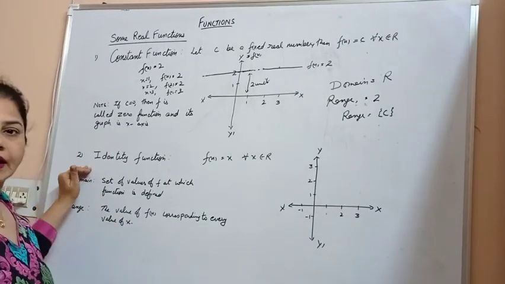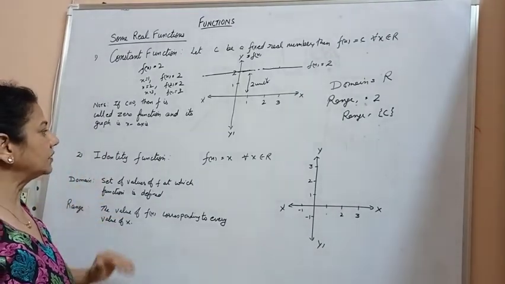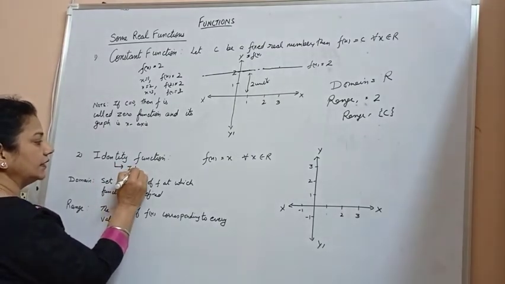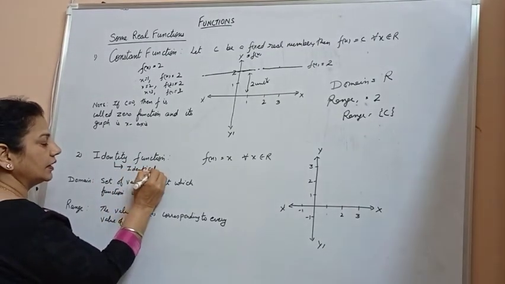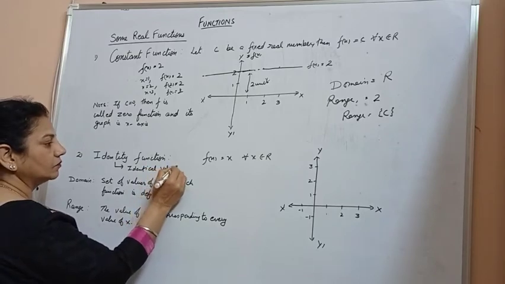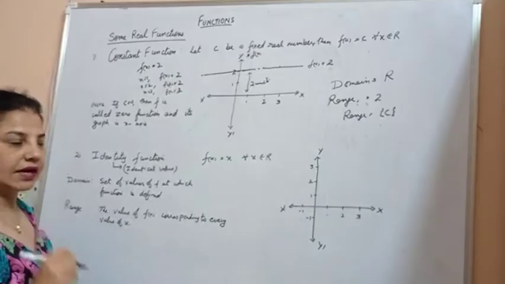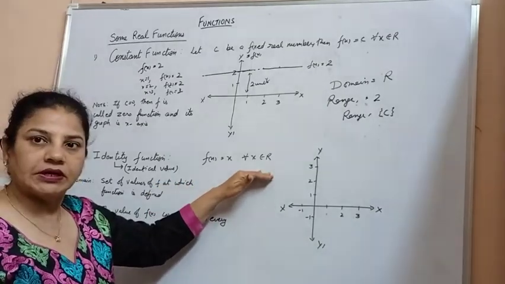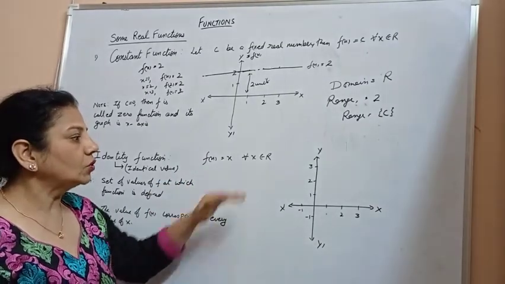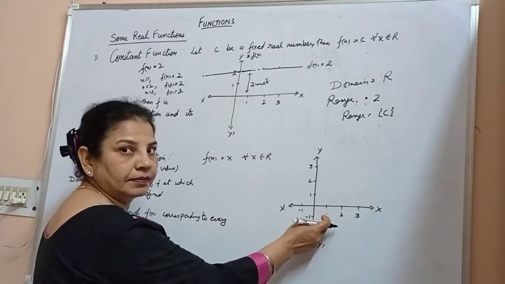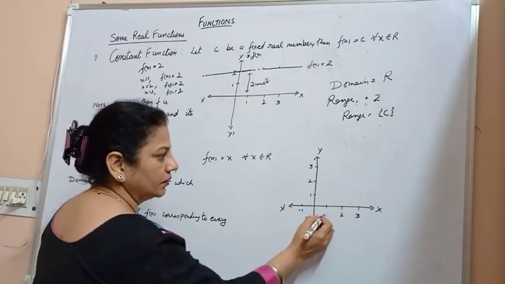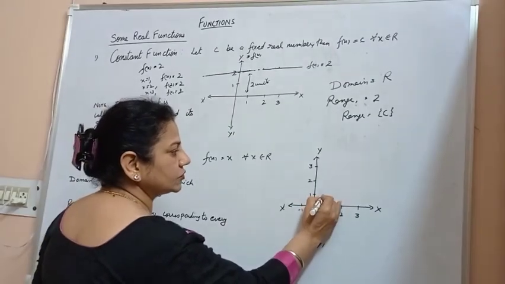Now, when we talk about the identity function, you can say identical value. The identity function is the identical value. We can say f(x) is equal to x for all x belonging to the real numbers. You give the value of x as 1. If x is 1, f(x) is also 1.